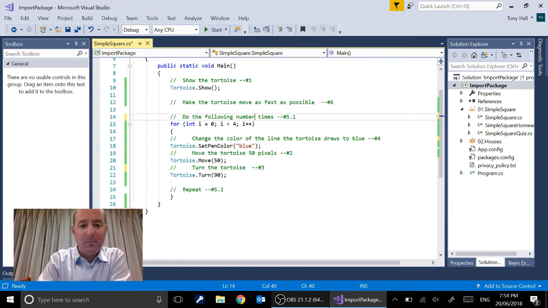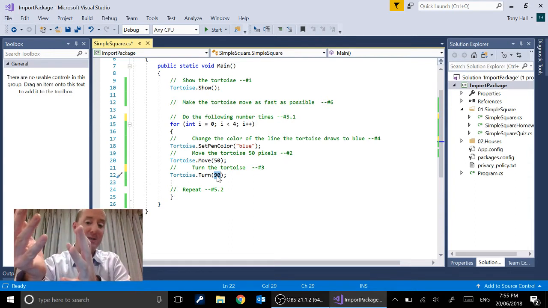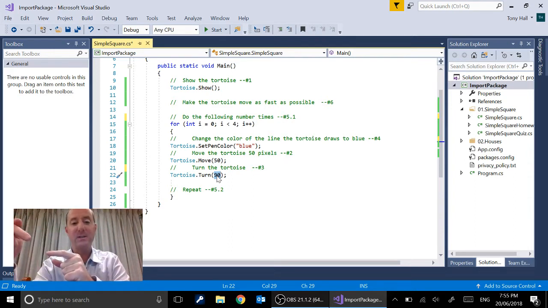Okay, so if we think through some of the maths here, the reason why our tortoise turns 90 degrees is because it's a square. Now there's 360 degrees in a circle. A square has 4 sides or 4 angles. And so the 90 actually comes from 360 divided by 4, the number of sides.